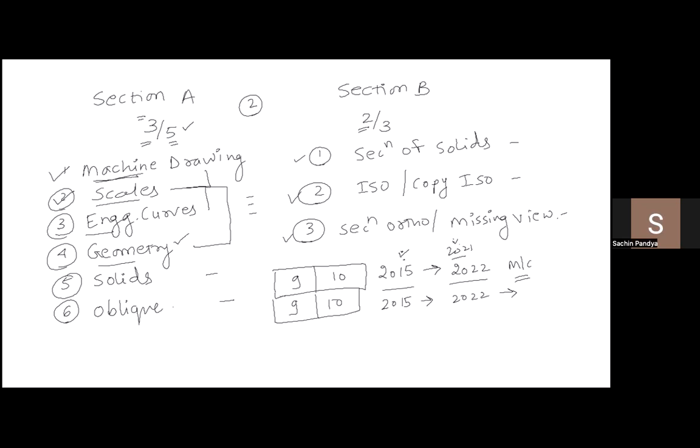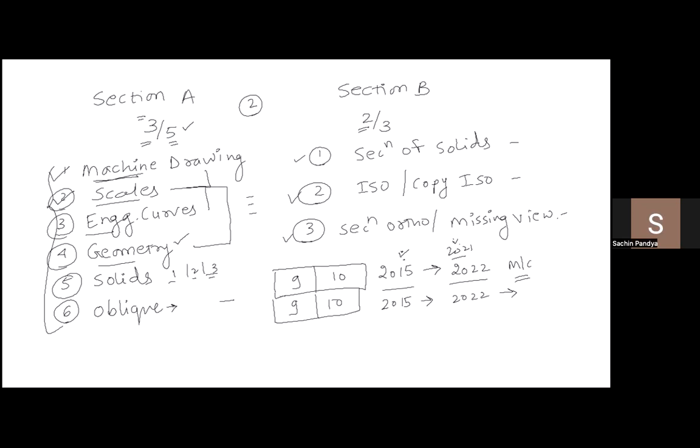Then in solids, there are type 1, type 2, type 3. So focus on this if you're doing solids. In oblique also, you do from 2015 to 2022, all the board paper sums. That would be more than enough for your revision.